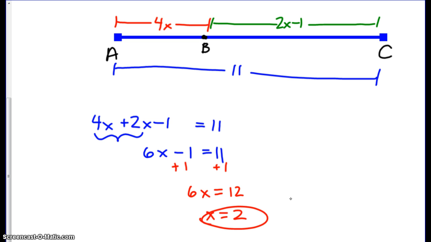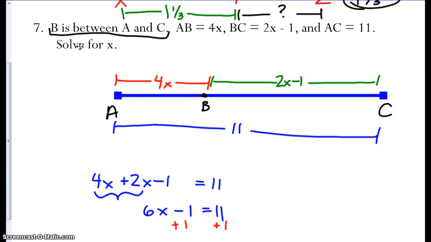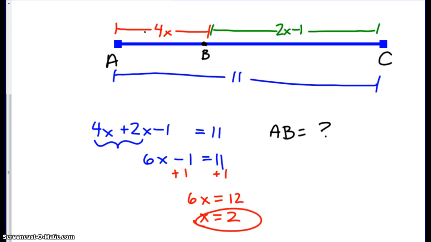Okay? So now here's the thing. You have to be really careful. Let's say that the problem said, what is the length of AB? Well, can we find the length of AB? We can. If we know that x is 2 and the length of AB is 4x, then isn't AB just 4 times 2? Instead of 4 x's, that would be 8.